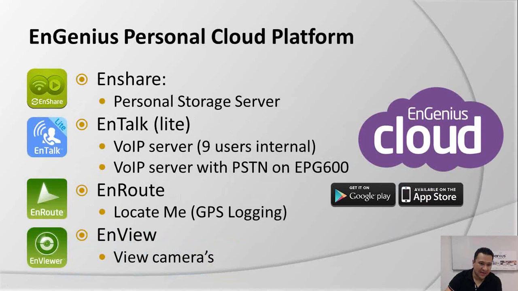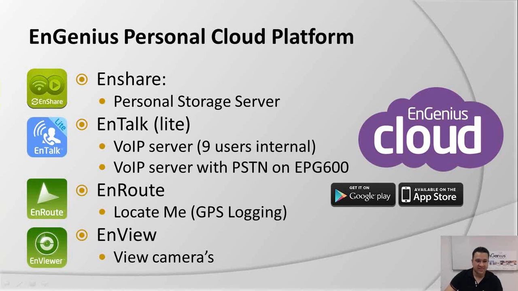So, like I said, for the apps, we have EnShare, which is the app to use your personal storage server. We have EnTalk Lite, which is the main function, and only one router has the full EnTalk. EnTalk Lite is a VoIP server to make a personal VoIP for 9 users who are connected to your router. If you have the EPG 600, you can use the full EnTalk. Then you can even have your own VoIP server at home using your PSTN line. So then you still require an additional PSTN line for that.